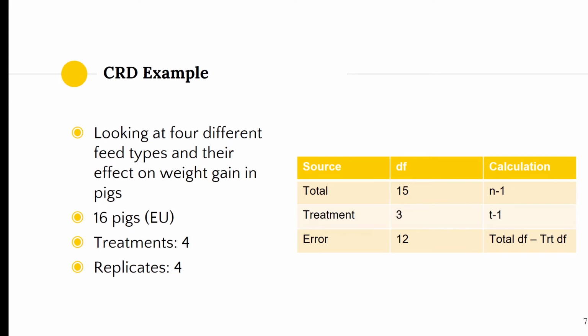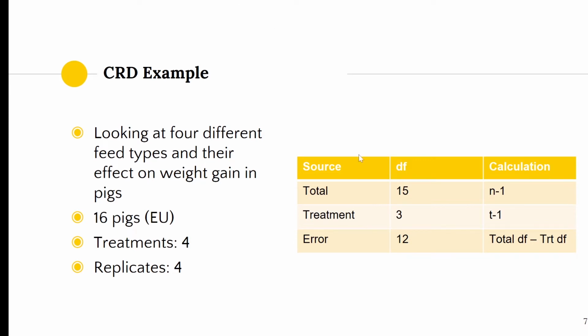So for degrees of freedom of treatments, we have 3, because we have 4 treatments, and treatment degrees of freedom is the number of treatments minus 1. And then we have our error variation, which is just our total degrees of freedom minus the degrees of freedom of our treatments. So 15 minus 3 equals 12.